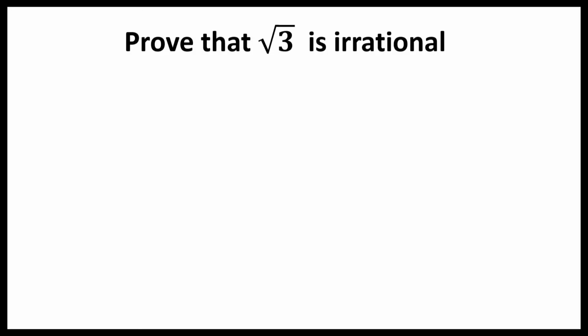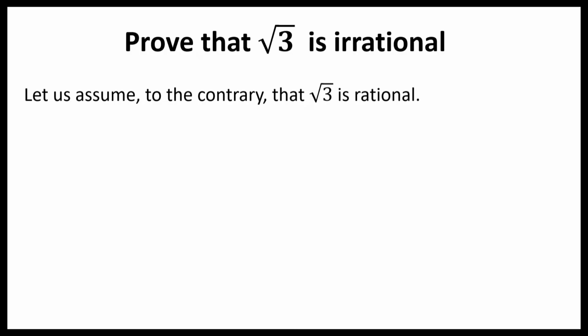Prove that square root of 3 is irrational. Let us assume to the contrary that square root of 3 is rational, not irrational. Now let us assume it as rational.